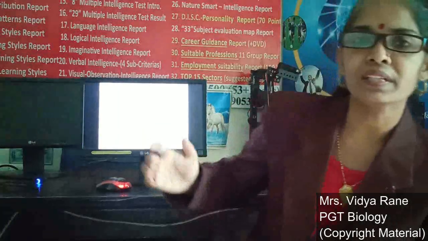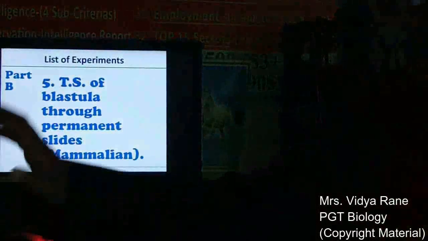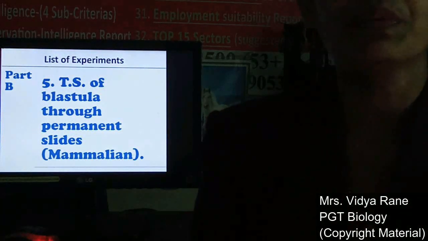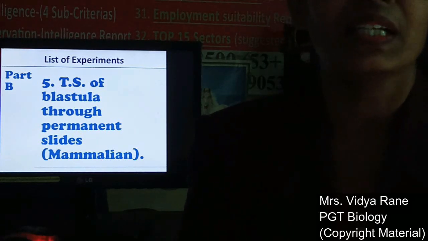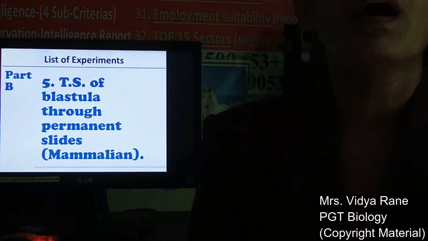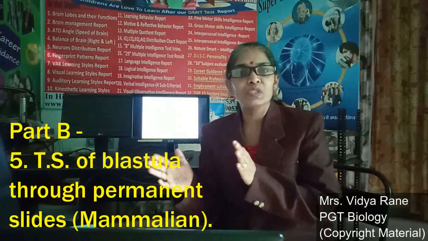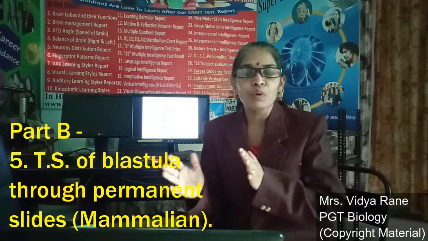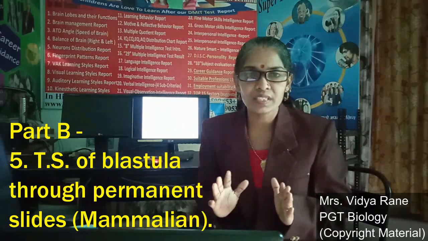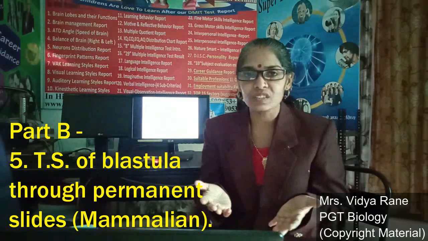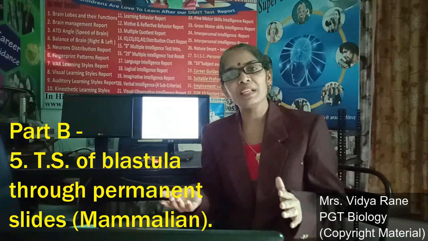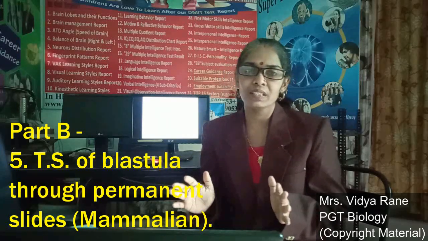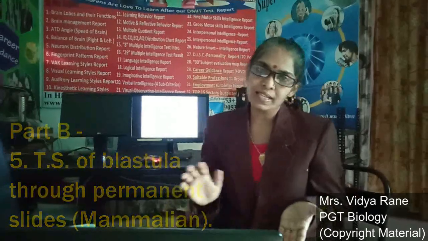Your next experiment is experiment number 5, that is T.S. of blastula through permanent slides. Here you have to study the blastula. When the embryo is developing, blastula is one of the stages in that developing embryo. So that stage you have to study through a permanent slide. Any mammalian permanent slide will be available in the lab, that you have to observe and study.